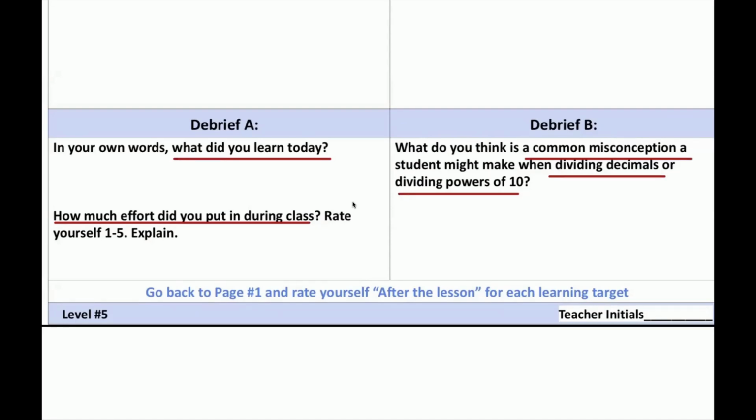Once you've finished all of page 6, you're going to go back to page number 1. At the beginning of today's lesson, we rated ourselves on our learning targets 1 through 5. Now, when you go back to page 1, since we've had some more practice, you're going to rate yourself again next to after the lesson. So finish page 6 if you haven't, rate yourself after the lesson on page 1, and then check in with your teacher to get additional feedback.